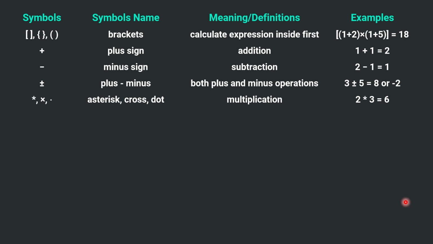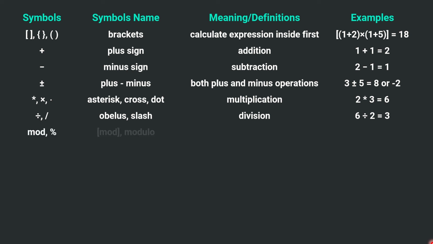So 2 into 3 is equal to 6. So it can be 2 asterisk 3 or 2 cross 3 or 2 dot 3. So all three symbols would give you the same answer, which is 6. Then we have these two signs. So this is the obelus sign and this is the slash sign. So these represent the division operation. So 6 divided by 2 or 6 slash 2 would equal 3.